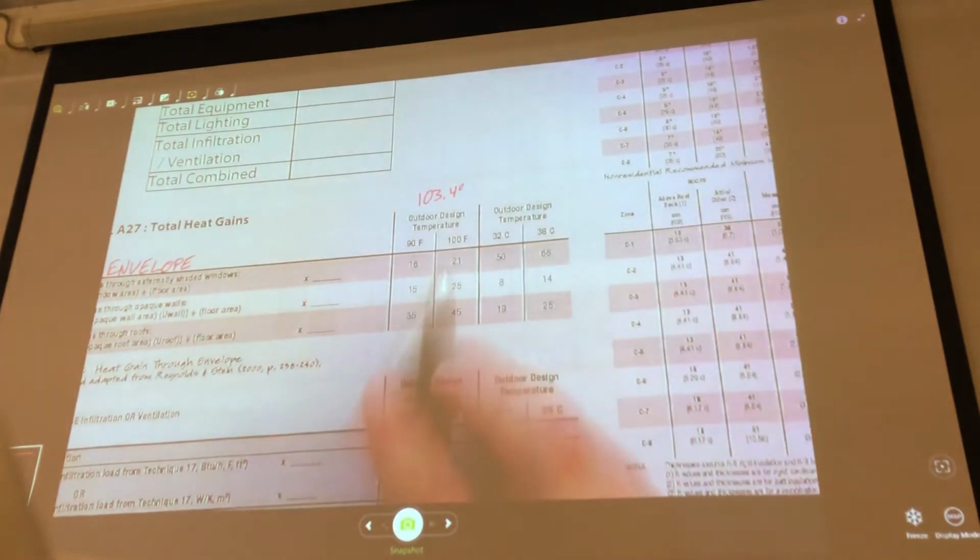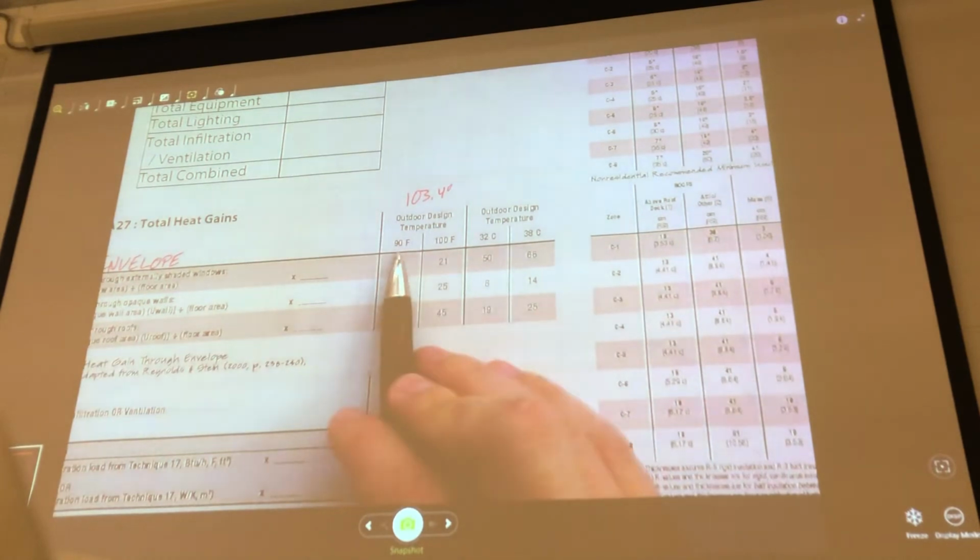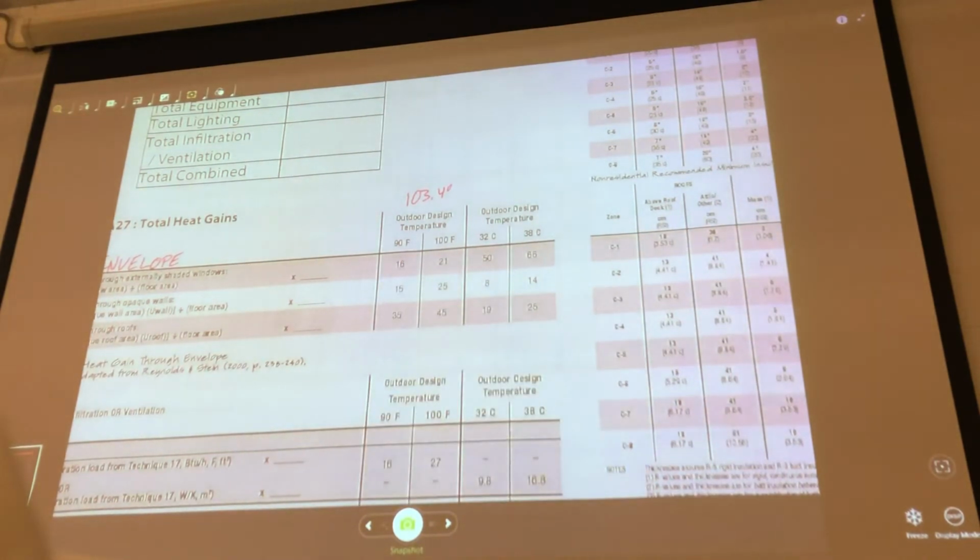How do I choose 103.4 degrees when my only choices are 90 and 100? Well, we can choose whichever one's closest. That's obviously an easily justifiable solution. Huh? 90 degrees? 90 degrees is closest to 103? All right.